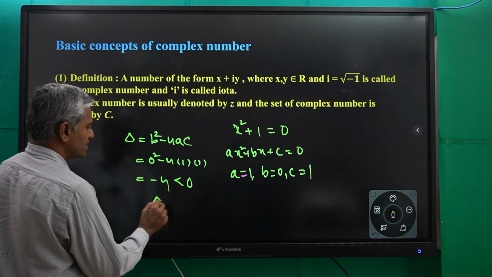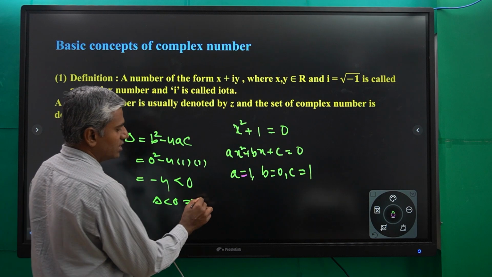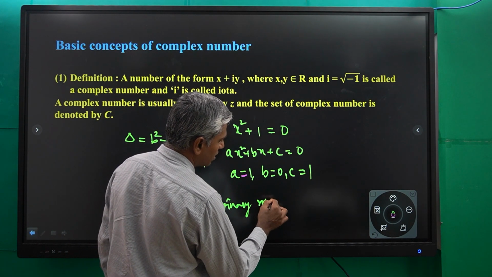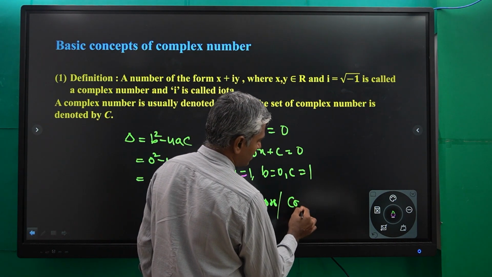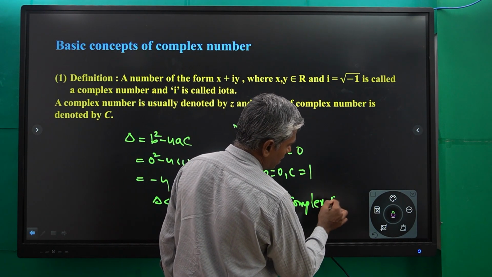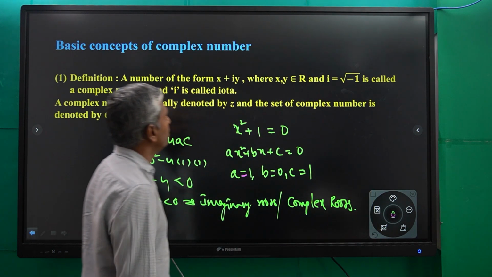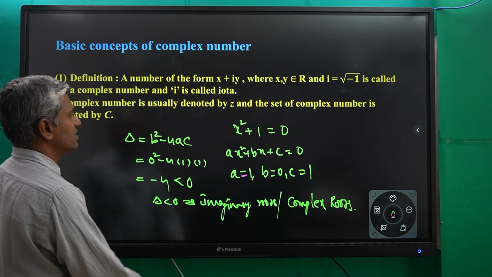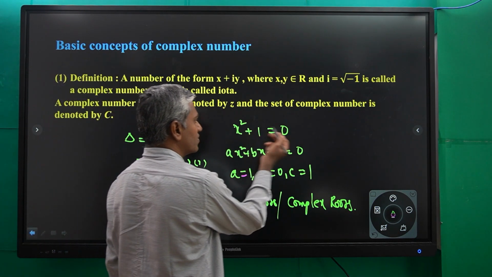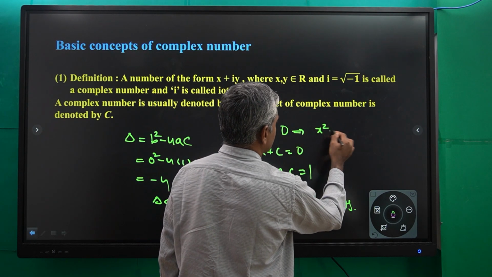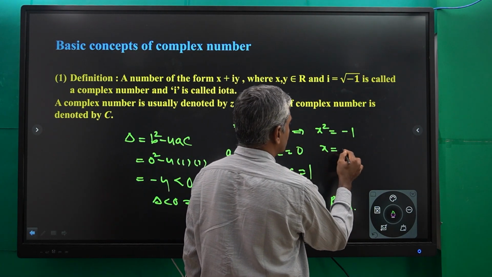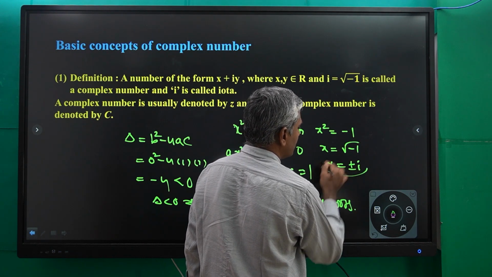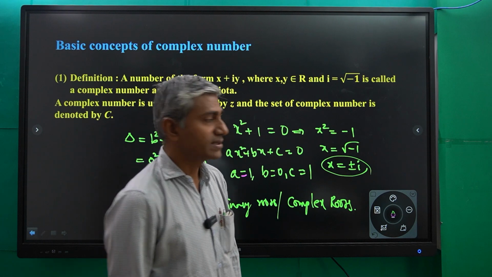So when the discriminant is less than 0, the roots are imaginary roots. Imaginary roots are also called complex roots. Here the explanation is that x square plus 1 equal to 0 indicates x square is equal to minus 1, so x is equal to root minus 1, x equal to plus or minus i.